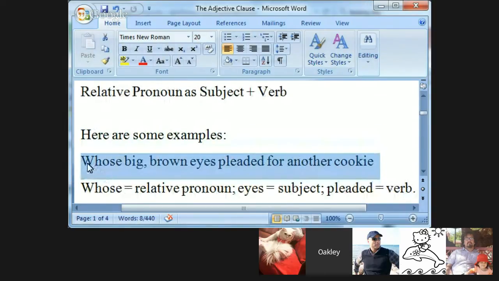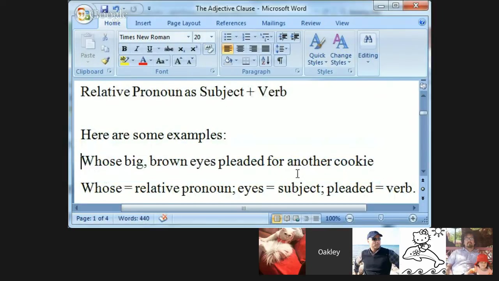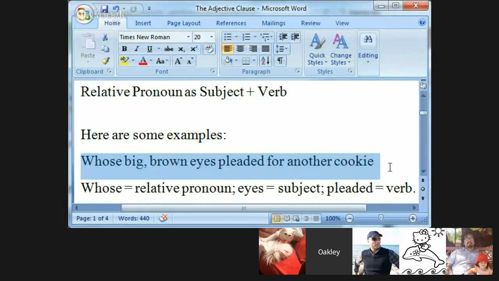An adjective clause cannot exist by itself. Notice there's no period at the end. That's because this is a clause. This is not an entire sentence. It is part of a sentence. We need an independent clause or a simple sentence to attach this to.